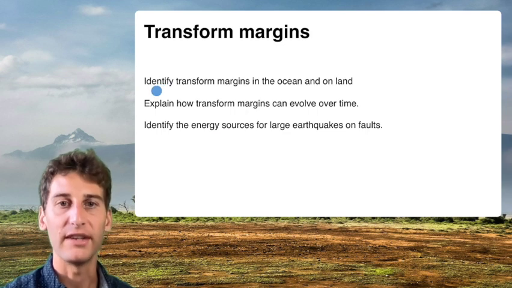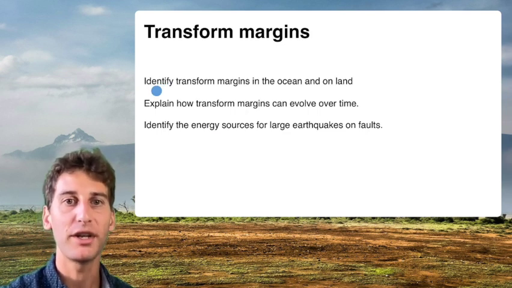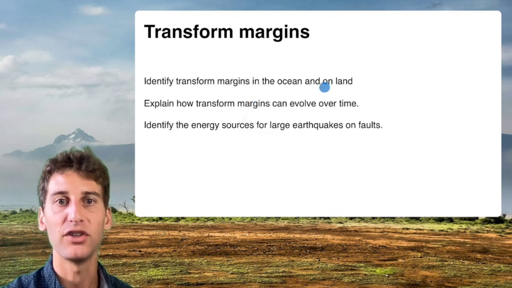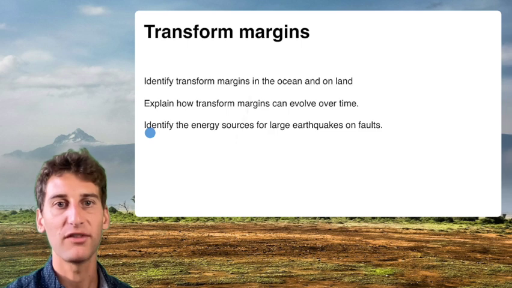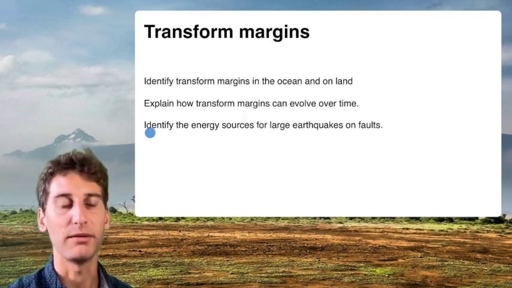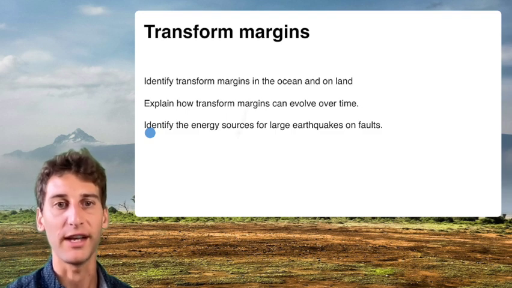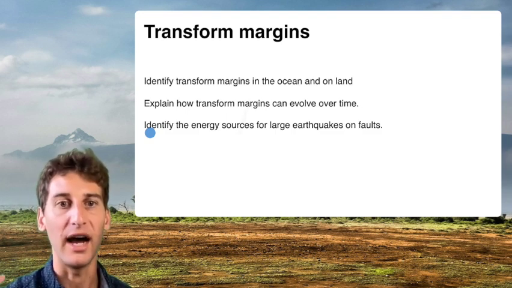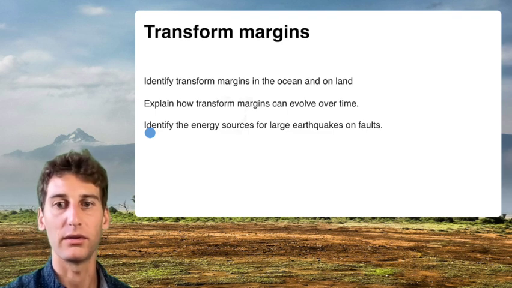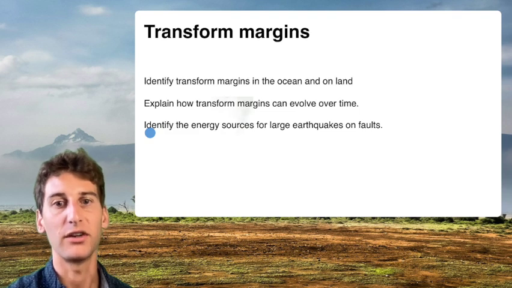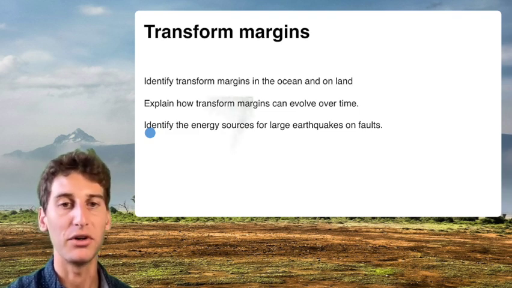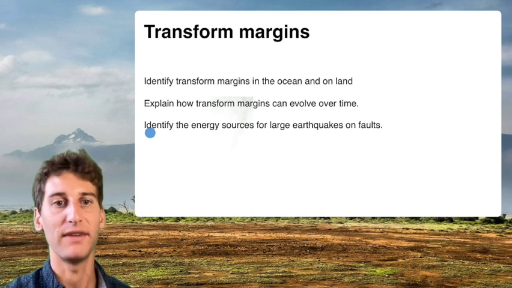But in addition to that table, when you're reviewing this material, make sure you can identify transform margins in the ocean and on land, and explain how transform margins can evolve over time. These transform margins are sources for large earthquakes, but identify where that energy originally comes from. It's from this heat gradient on Earth between the hot lower mantle and the cold surface of the Earth, and those gradients are turned into gravitational energy through slab pull, ridge push, and mantle convection that help pull plates apart and send plates off in different directions.